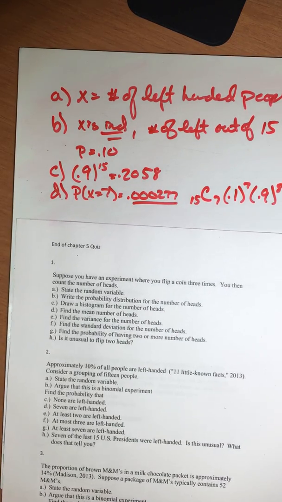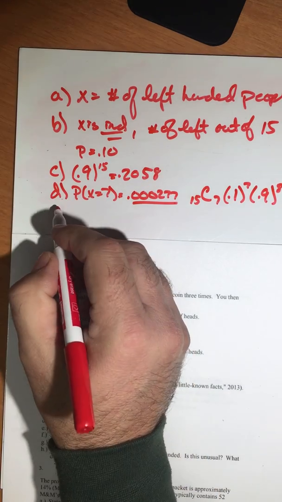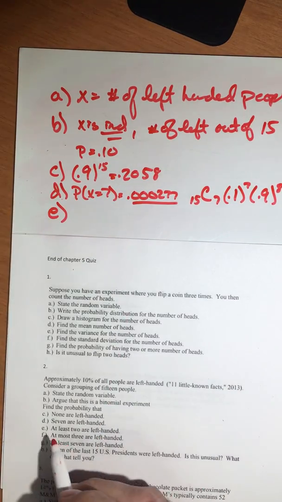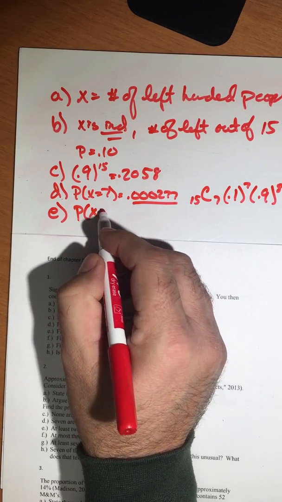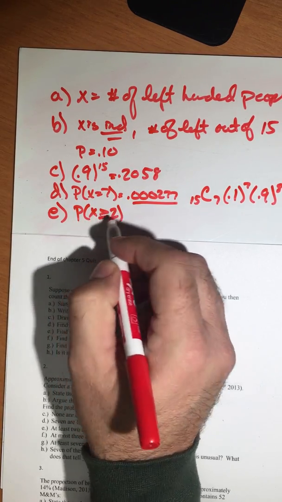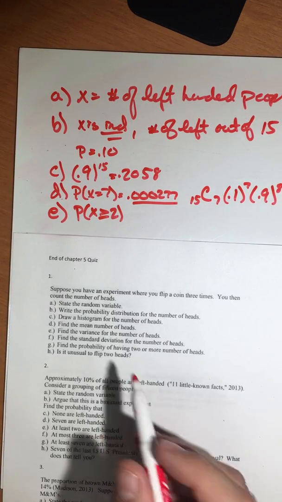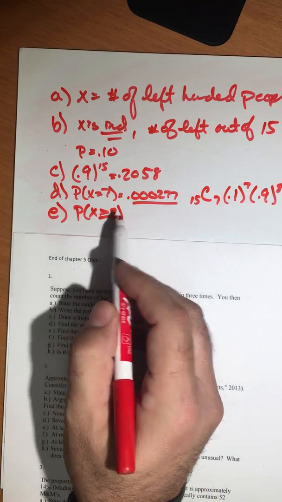E, at least 2 are left-handed. So remember that language, at least, means the probability that X is greater than or equal to 2, not less than or equal to 2. So the minimum amount that's acceptable is 2, so 2 or more.